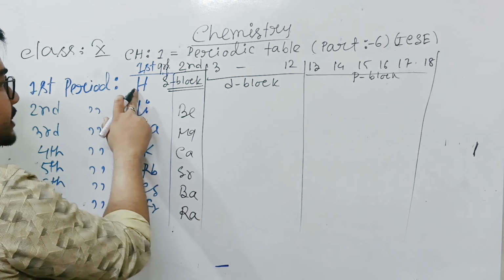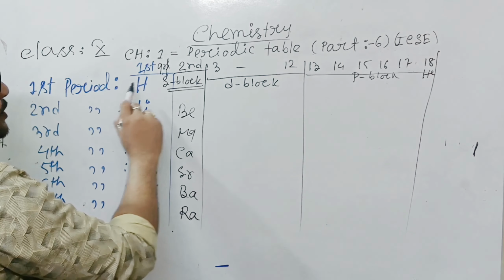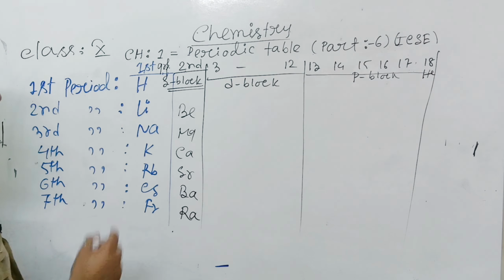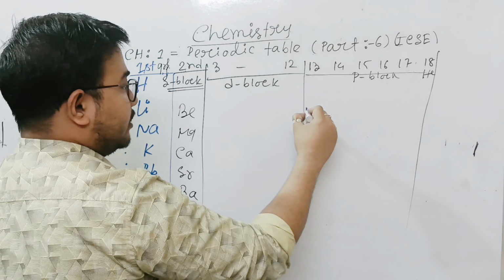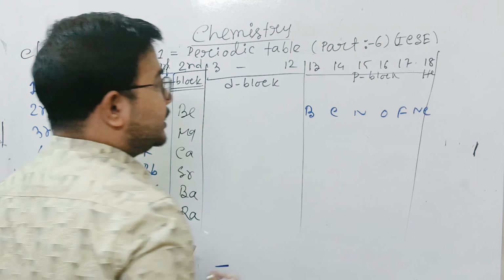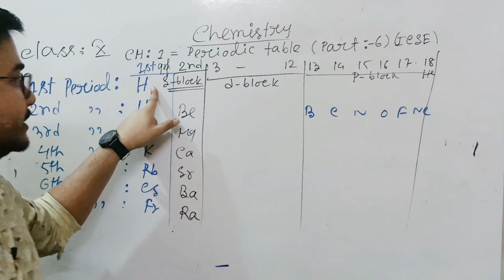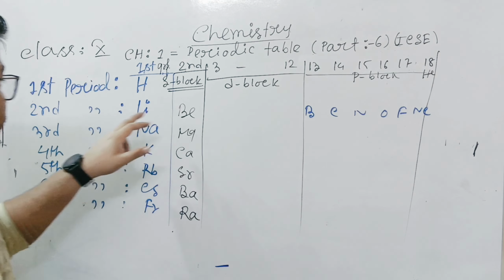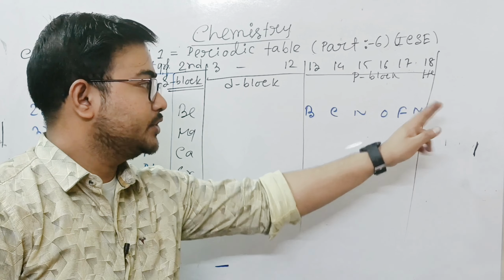So hydrogen and helium are under the first period. Then lithium, beryllium, boron, carbon, nitrogen, oxygen, fluorine, neon. So look at the board. In the first period only 2 elements are there, hydrogen and helium. If you come to the second period: lithium, beryllium, boron, carbon, nitrogen, oxygen, fluorine, neon.